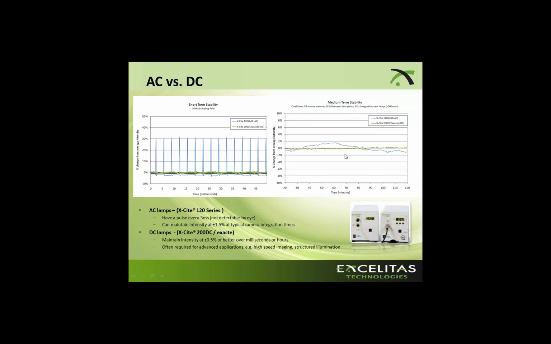Also, another thing to point out here on the left is that your time scale is 45 milliseconds, so it is a bit drastic. If you then look at a more realistic timeline of 2 hours, you will see the blue curve is your AC lamp, and you can see there's a plus minus 2% intensity variation. Not too bad for, again, most experiments, but for certain fast imaging, or if you're doing something over a long, long time, that might be an issue. If you look at the green line, you're looking at a DC lamp. And DC lamps are inherently more stable than AC lamps are.